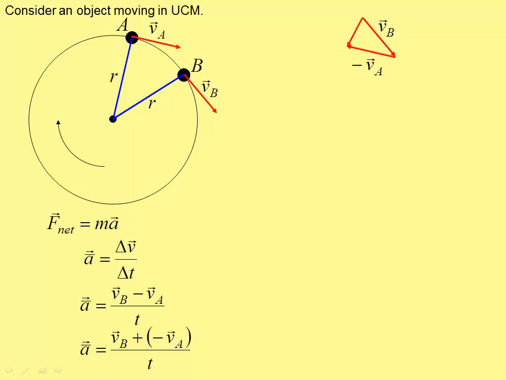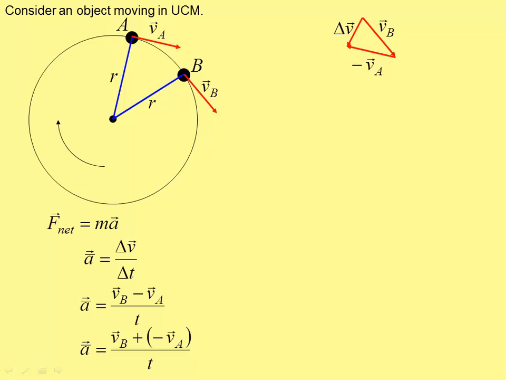And the resultant vector is VB plus the opposite of VA, which is VB minus VA, which is the change in the velocity vector. Notice here, directionally, the change in the velocity vector, if we were to think of that right here, points right into the center. Right? It's a centripetal acceleration that we're finding here.